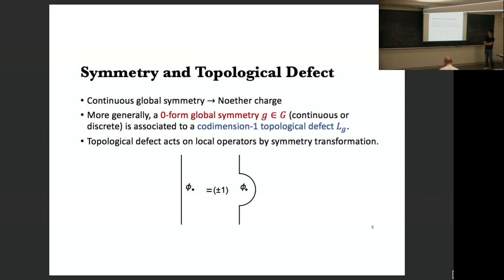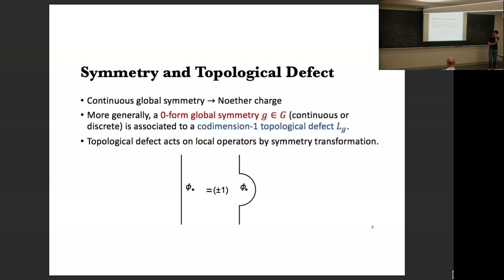So let me decode all these words for a little bit. Saying that it's called codimension one follows from the fact that in the usual Noether procedure, you integrate the Noether current at a fixed time, for example. And the space at a fixed time is a codimension one slice in the spacetime. So you should think about the charge operator as some kind of operator which has support on the codimension one slice of spacetime.